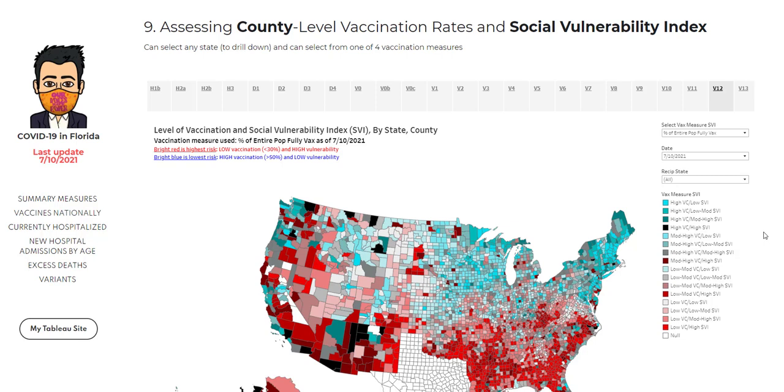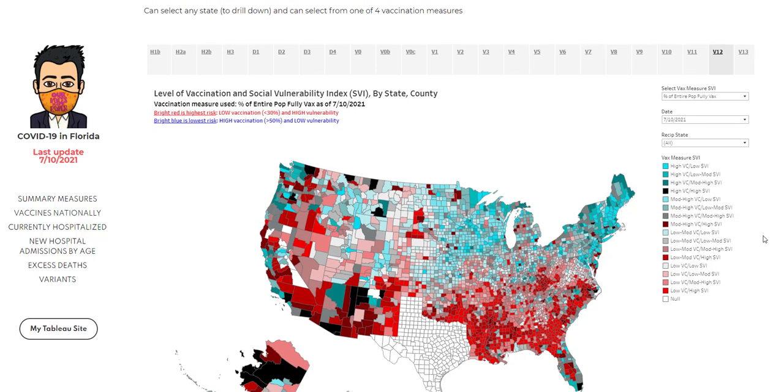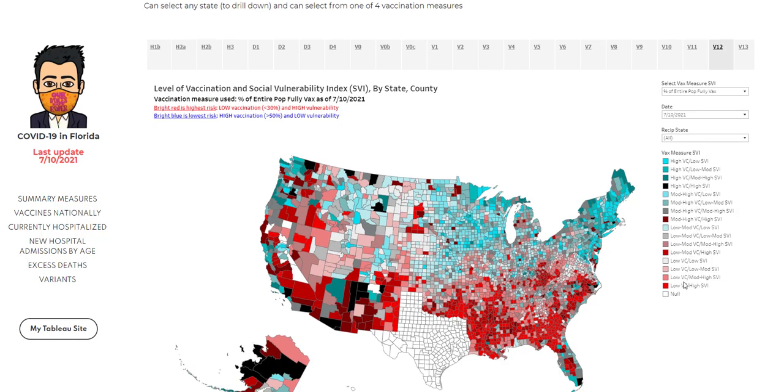This is just trying to tie in social vulnerability indices. The higher the number, the more socially vulnerable a county in this case is. There are a number of factors that go into what makes an area socially vulnerable, a lot of different metrics, and that's not the purpose of this video, but this is just trying to combine information. You can see there are 16 groups here.